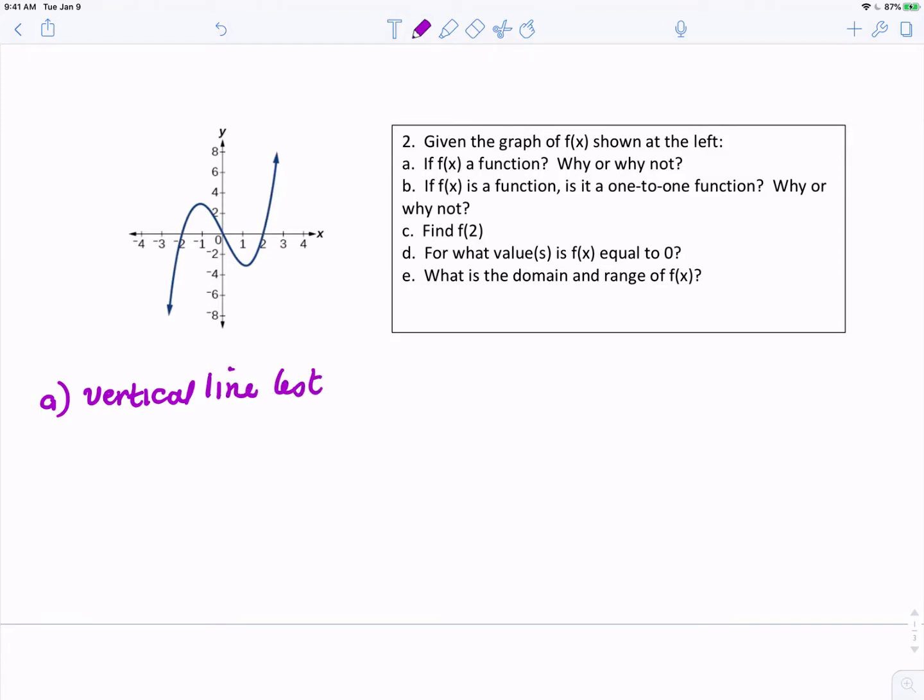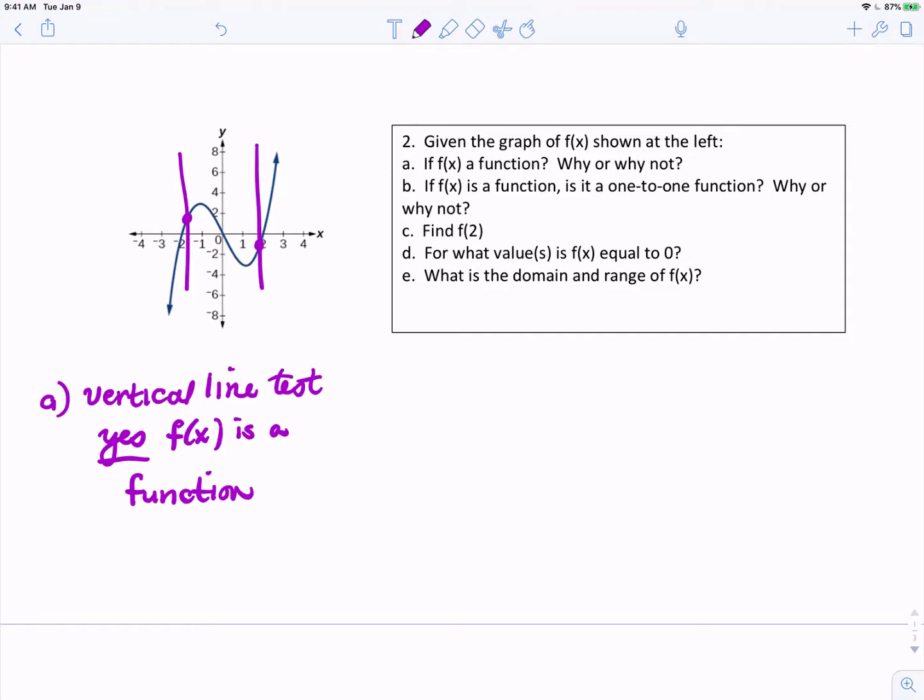Now, in this graph, it's impossible to draw a vertical line anywhere and hit more than one point. Every time you draw a vertical line, you only are going to hit one point. So that means that yes, this is a function. All right, let's take a look at the next question.